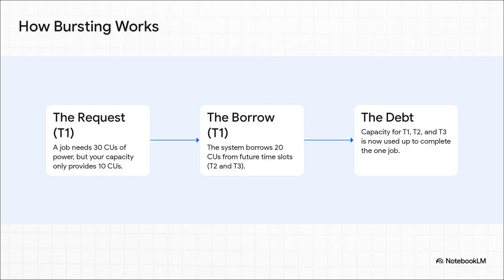This slide is a perfect, simple example. Let's walk through it together. Okay, so at time T1, your job kicks off and it needs 30 CUs of power. Problem is, your capacity only has 10 CUs available right now. Does it fail? Nope. Fabric just instantly borrows the extra 20 CUs it needs from the next two time slots, T2 and T3. The result? Your job runs super duper fast. But here's the catch. You've just created a debt. You spent your future compute power all at once to get that speed.